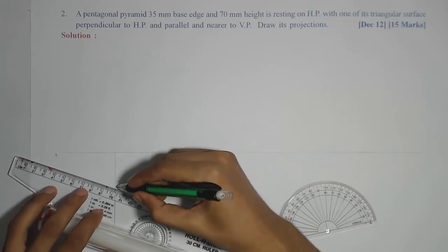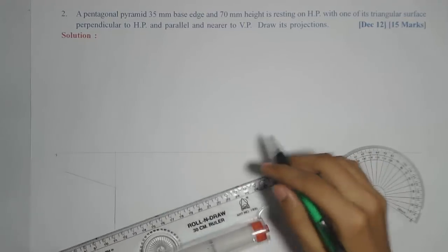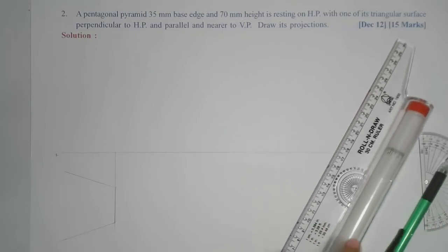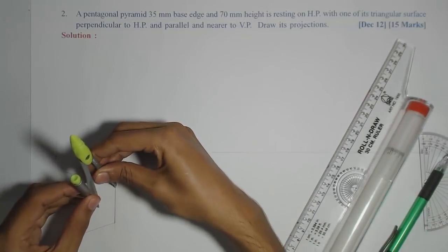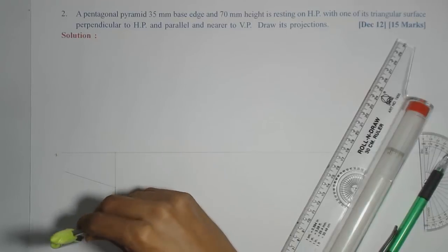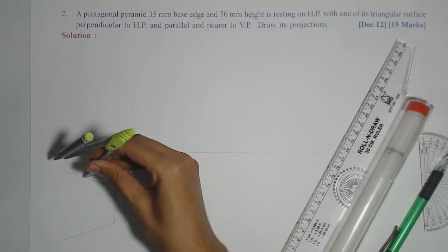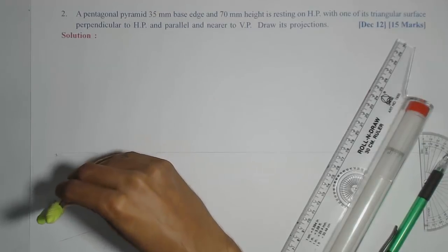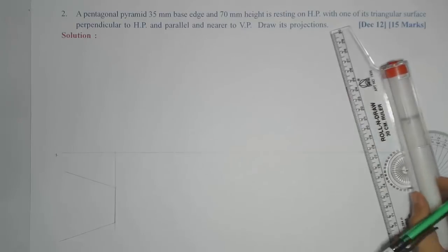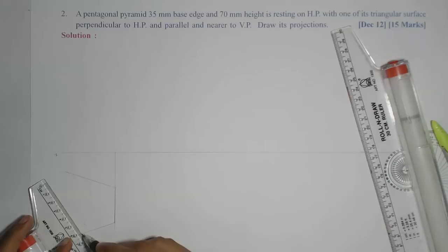Then we'll produce the two edges and we'll mark 35 mm on that. Now I will take this 35 mm in the compass, and we can produce the remaining two edges using the same arcs and same length in the compass. So this is the usual method we already followed in prism and the previous question of pyramid. So I'll make that base dark.